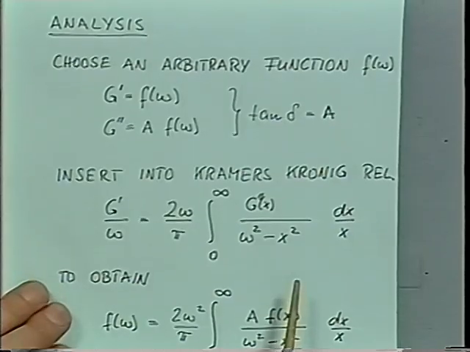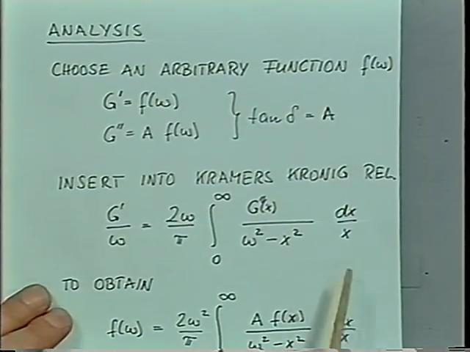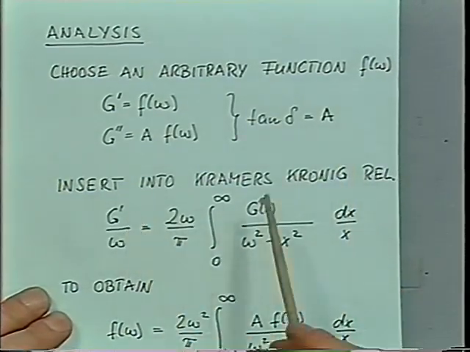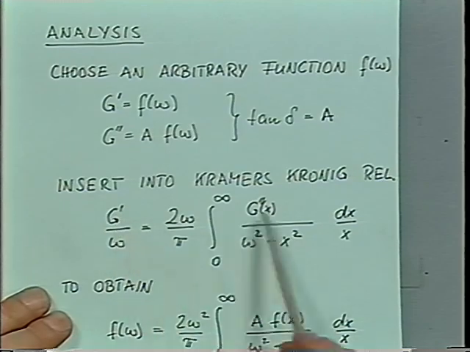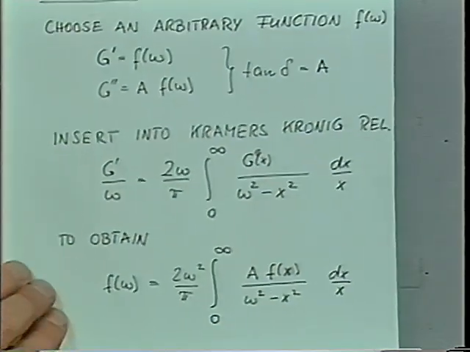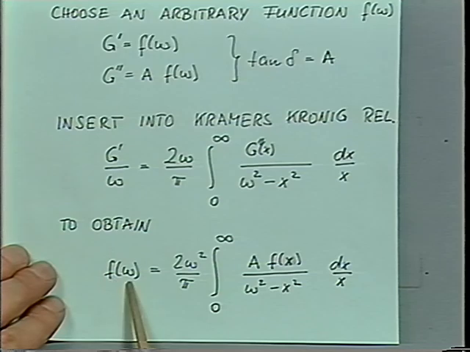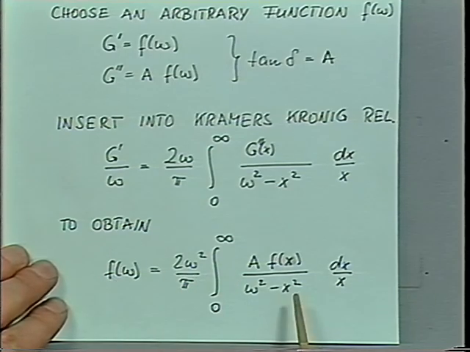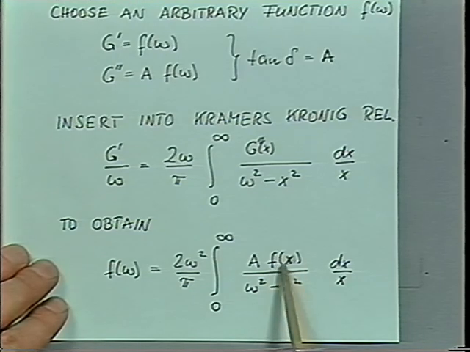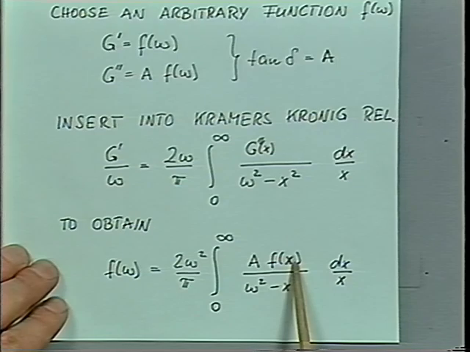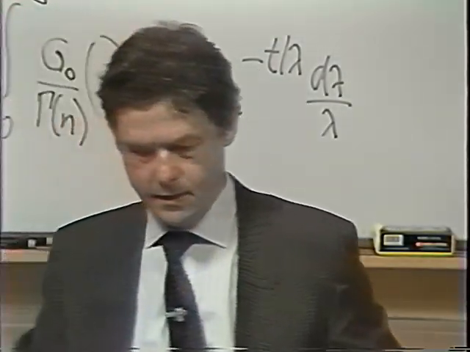We can go to the Kramers-Kronig relation and insert f of omega for G prime and for G double prime, which gives us f of omega equal to the typical function here for Kramers-Kronig, equal to f of x times a, because we're putting G double prime in here and we have G prime there. Okay? That's the form we have so far.